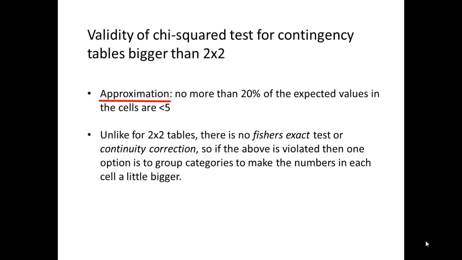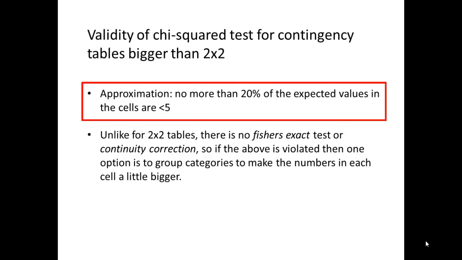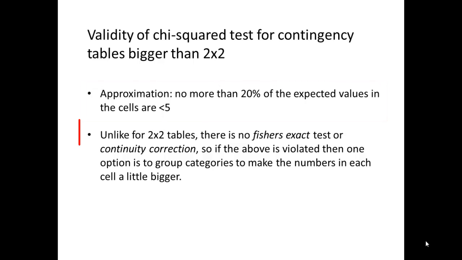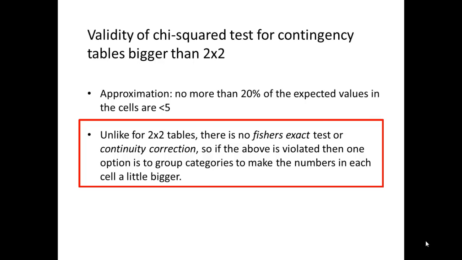And lastly, note that the test is an approximation, just like the normal approximation. It's exactly the same. And so it comes with conditions for its use. One condition is that no more than 20% of the expected values in the contingency table are smaller than 5. And if they are, then we might not get a valid p-value. And unlike for 2x2 tables, there's no Fisher's exact test or continuity correction. So if the above condition is not met or is violated, then one option is to group the categories to make the numbers in each cell a little bigger.